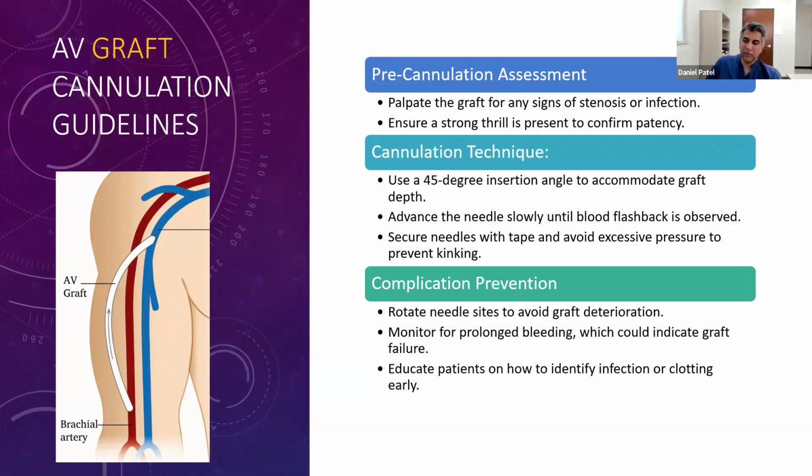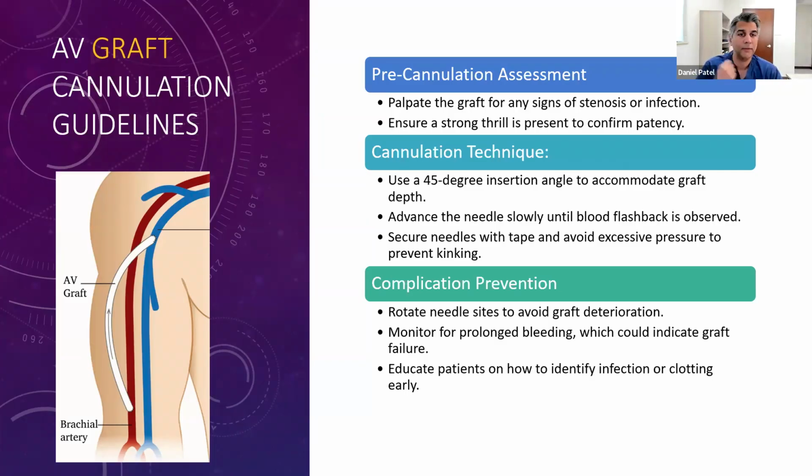For complications, you want to rotate the needle sites, again, like we talked about with the rope ladder technique. Watch out for prolonged bleeding. If there's prolonged bleeding when you pull the needles out, many times that means there's a stenosis that's building up pressure, and sometimes treating that stenosis will relieve the pressure and help with the bleeding. And again, educate the patients on how to identify clotting.